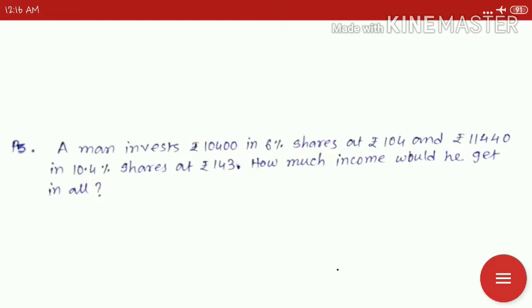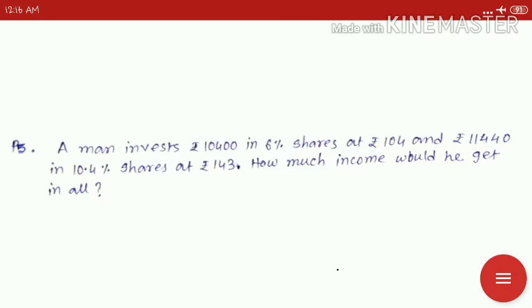11,440 in 10.4% shares at rupees 143. How much income would he get in all? So here you can see the two types of investments are given. In the first investment, the person has invested 10,400 rupees for 6% shares. That means the shares which give him 6% at this rate of dividend. And at rupees 104, that means it is the market value.